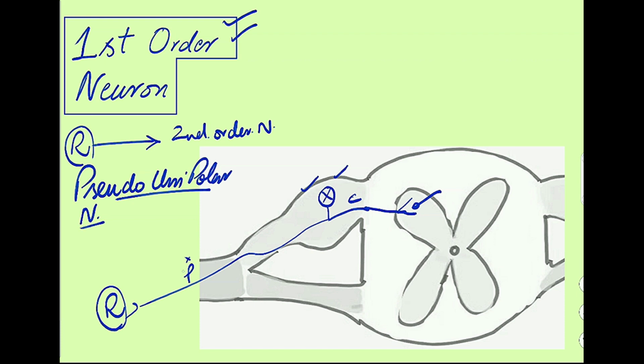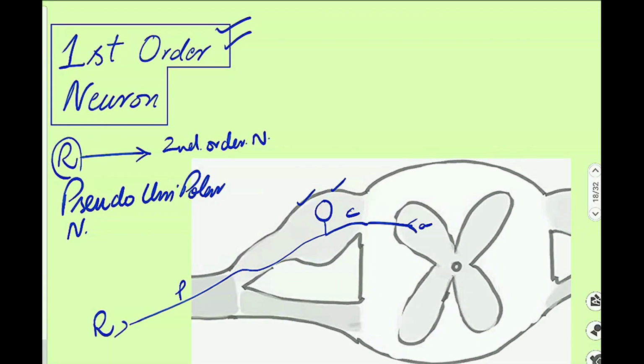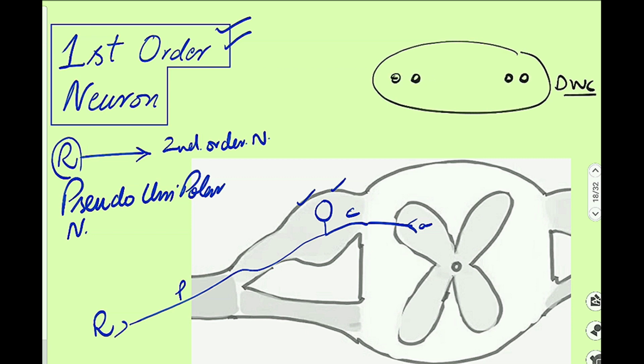It has a peripheral process which takes information from the receptor, and it has a central process that will enter the central nervous system and synapse with the second order neuron. There is a special fact about the dorsal white column tract. The dorsal white column tract second order neuron is present in the medulla. Second order neurons of the dorsal white column tract are not present in the spinal cord like all other ascending tracts.